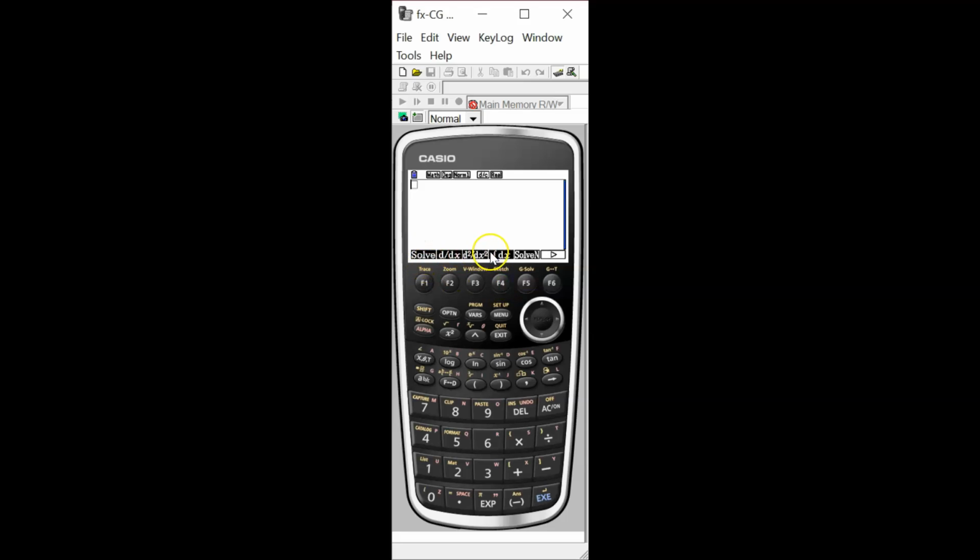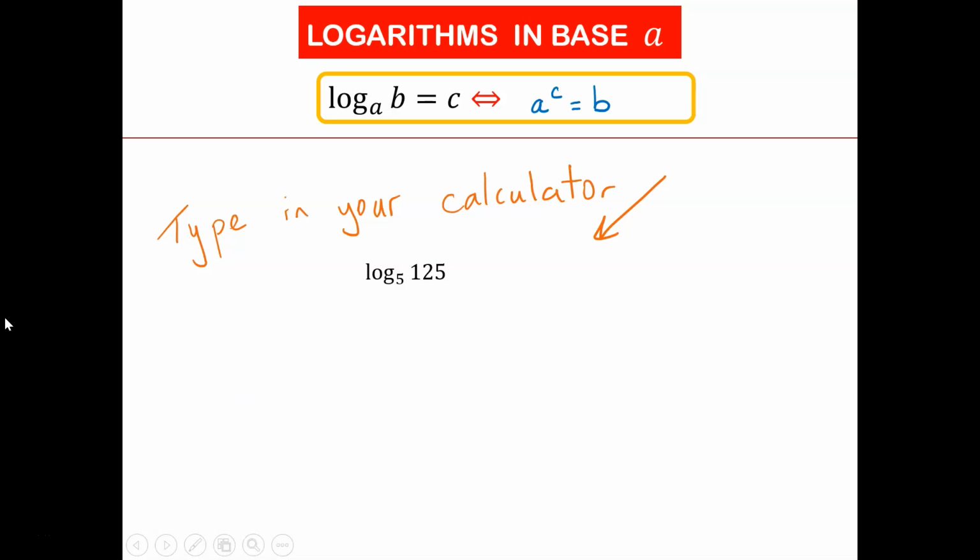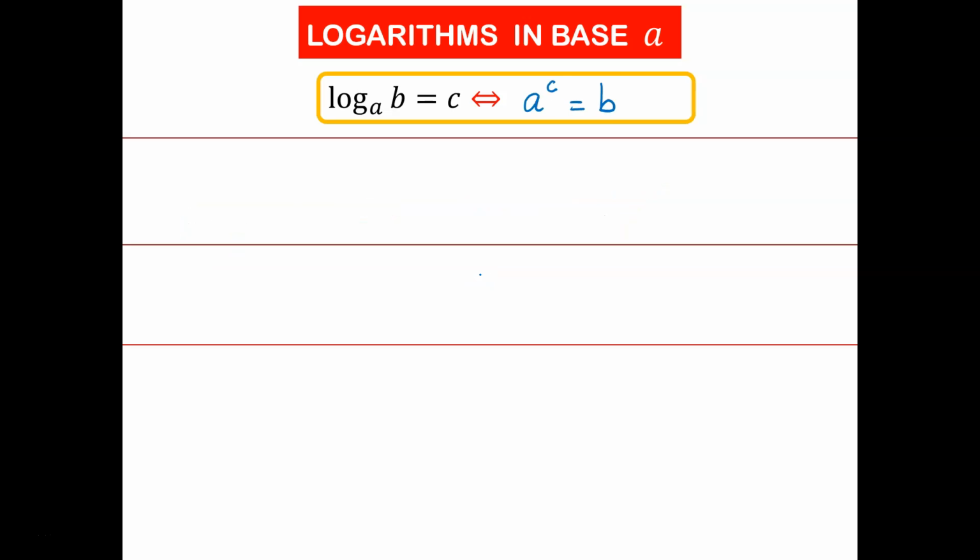And as you can see, it does not appear there, so we're pressing F6 until we see log AB. That's the one. So press that one and type in base 5, 125, press equal and see what you get. And if you typed it in properly in your calculator, you would have got the number 3. Okay, so now let's get on with our work. That was the first question that we have in our booklet, and it's asking us to write an equivalent exponential statement for that equation there.